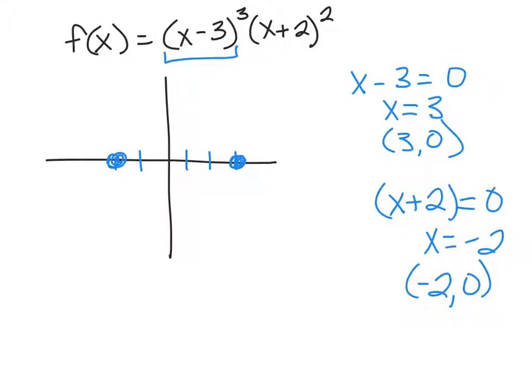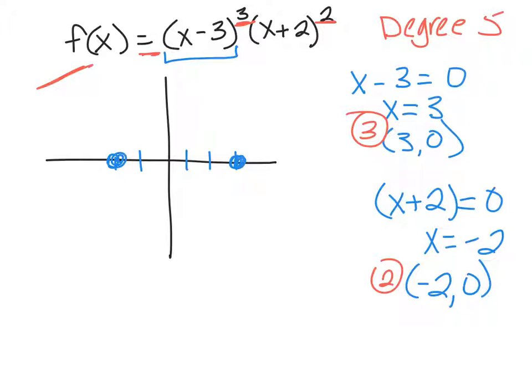What else do we know? We know that this 0 happens 2 times and this 0 happens 3 times. I also know that if this is 3 and 2, then I have a degree 5, which means it's going to end in opposite directions, an odd degree with opposite directions. Because there's no coefficient in the front to make it negative, it's going to be positive, so it's going to start down here and end up here.